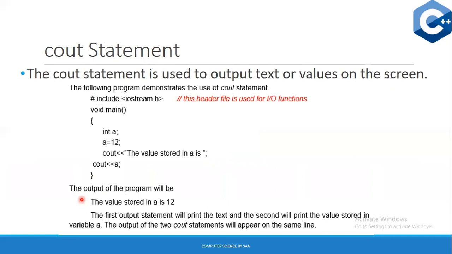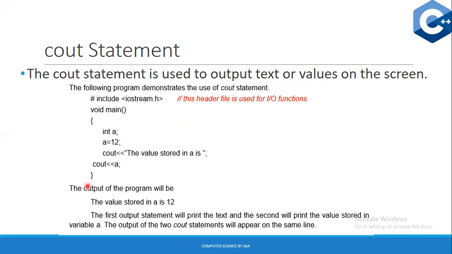First of all, the cout statement. I have covered it first because we are already familiar with the cout statement, as we have already used it in all our previous examples. The purpose of the cout statement is to output text or values on the screen. Whatever is written after the cout statement will be displayed on screen as it is.